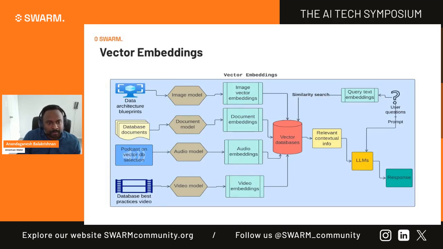So how does the vector embedding scenario look? The documents can be a blueprint, an image, a document or PDF, or a podcast on vector DB selection, or a database best practices video. They can be fed into appropriate models, like an image model, document model, audio model, and video model, to create relevant embeddings, which are then fed into the vector database. For example, AWS Bedrock operates similarly to this, where they have created and uploaded all those best practices into embeddings, and the automation happens from there.